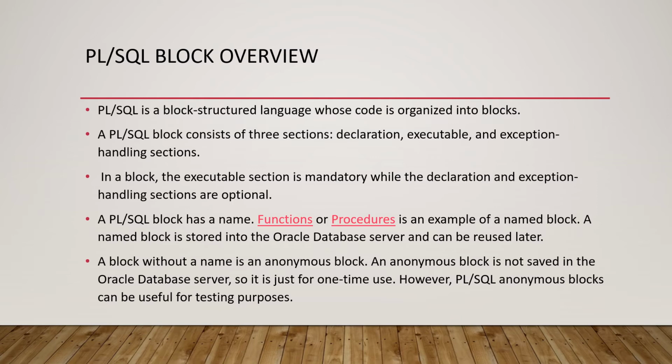Any PL/SQL block can have a name. We can call it a function or procedure. This named block is stored in an Oracle database server and can be reused later. A block without a name is called an anonymous block, and these blocks are not stored in the Oracle database server. However, we can use this kind of unnamed block for testing purposes.